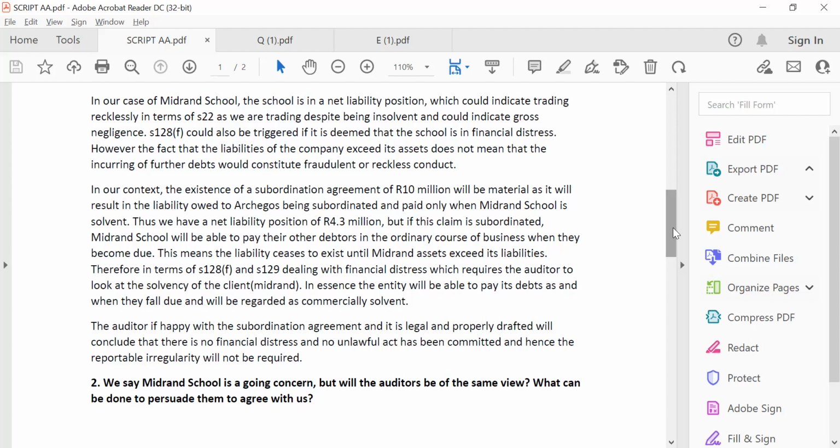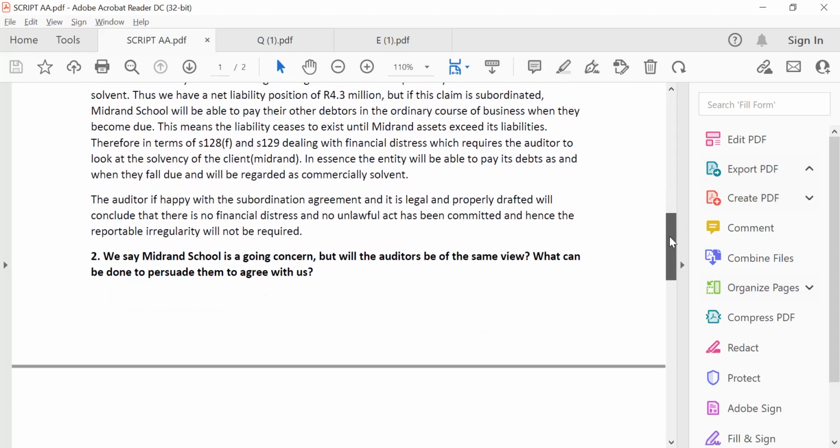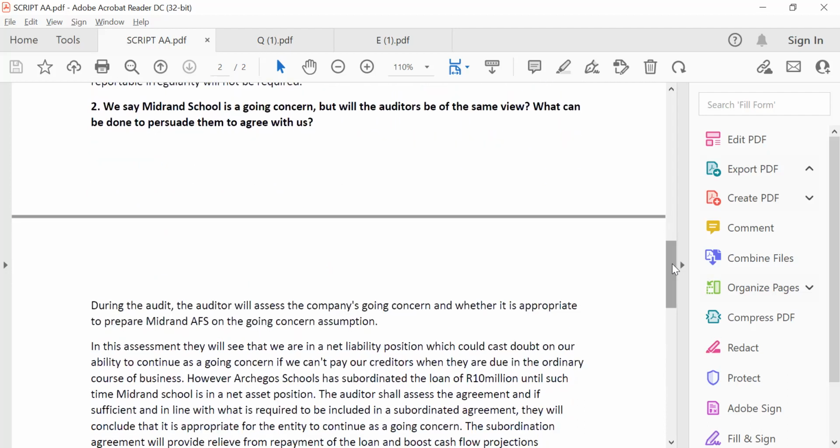So from here, you see that the candidate understands the requirements of the Companies Act, understands what it would take to contravene those sections, and then they use the information on the day to support that there is no risk of an RI because there is a subordination agreement in place, which effectively just means that the entity is commercially solvent, i.e. the entity is able to pay its debts as and when they fall due. So that is the discussion that the candidate has provided for question 1, which is brilliant.